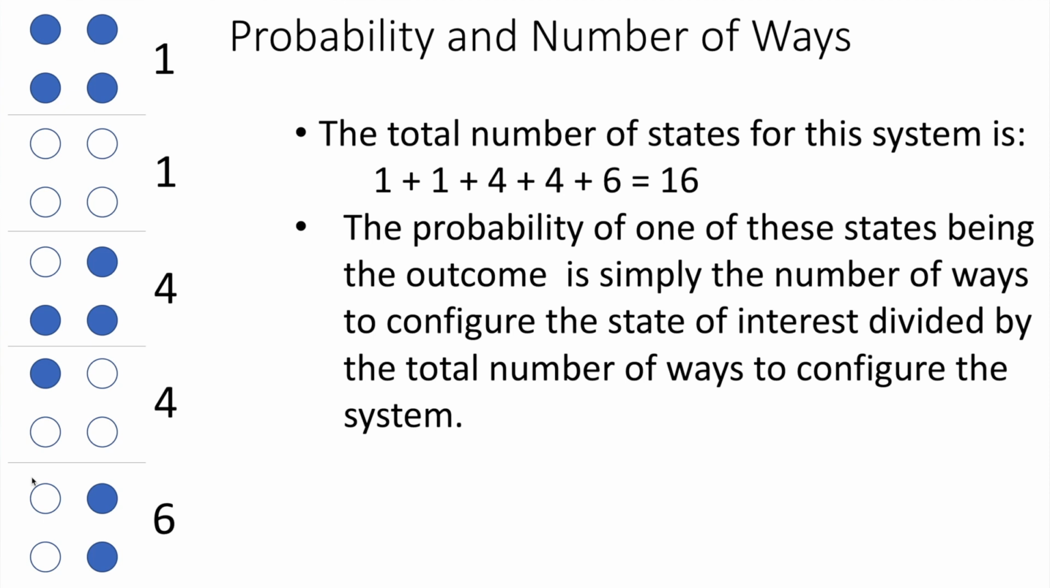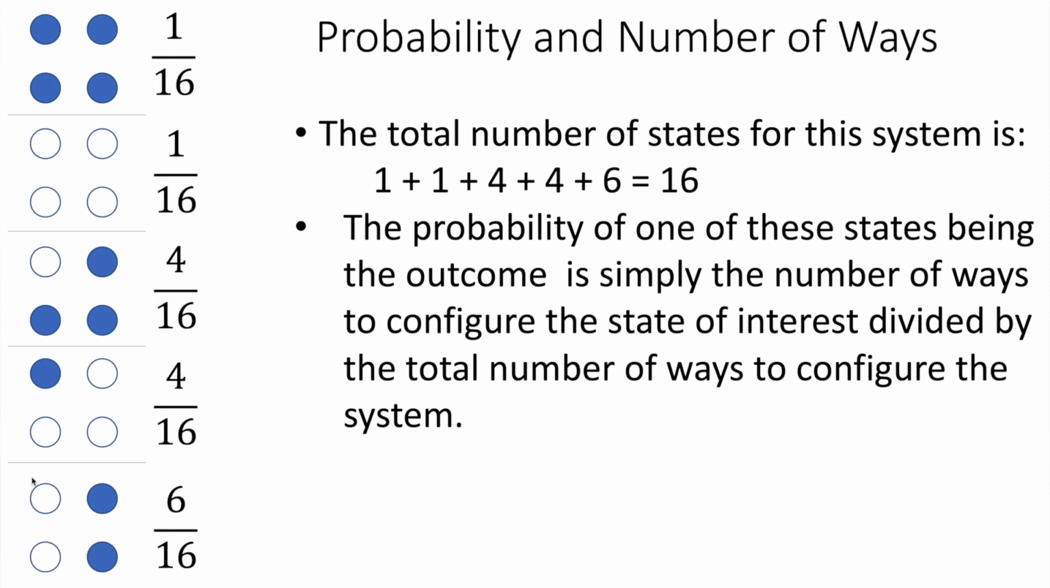If we know all of this, then the probability of one of these states being the outcome is simply the number of ways to configure the state of interest divided by the total number of ways to configure the system in general. Thus, for the system at hand, if we divide the number of ways for each state by the total number of ways, 16, now we have probabilities.